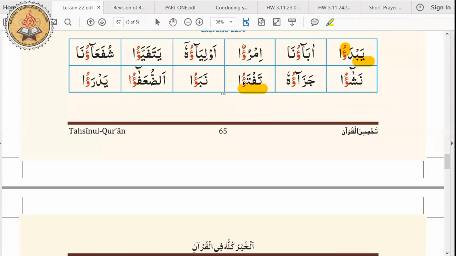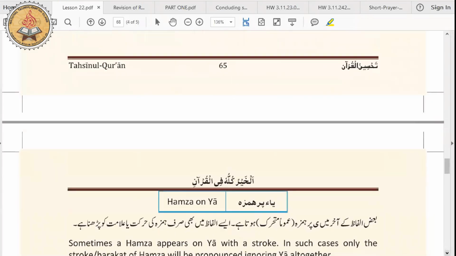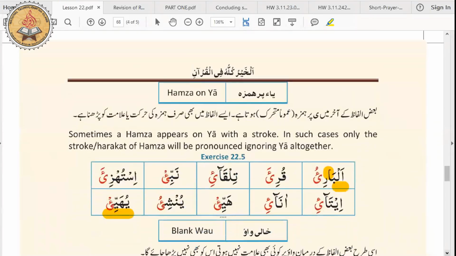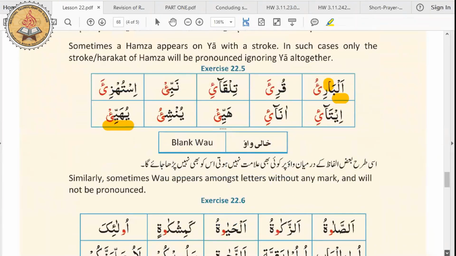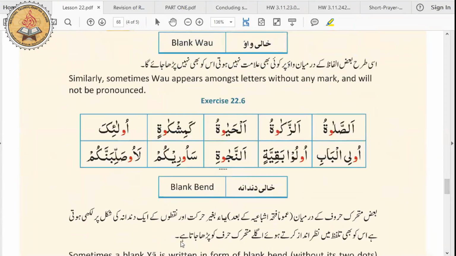Yeah, well done. So we just keep in mind that when we see Hamza has a stroke and it's taking the chair of wow or ya, then we totally ignore wow and ya. We just articulate the sound of Hamza. Okay, Jazakallah, mashallah, you read really well. A1158, Jazakallah.